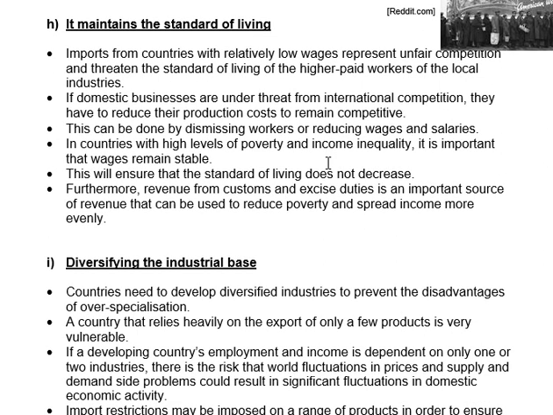Right. Then it also maintains the standard of living. Now again, I said when there are imports from countries with relatively low wages, other countries that dump their stuff in South Africa or in developing countries, their production cost sometimes is cheaper because they don't have a lot of labor legislation. All right, so they pay relatively low wages. They don't have things like a minimum wage, and that means their production cost is low for an unfair reason.